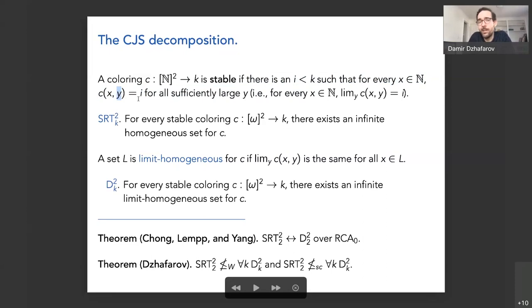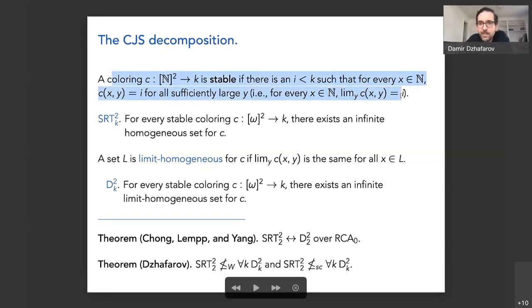So the way to think of it is that a coloring is stable if for each x, the color C(x,y) is independent of y for large enough y. It depends only on x, right? So maybe you're looking at 0, C colors 0 with 1, 0 with 2, 0 with 3, 0 with 4, and so on. Maybe 0 with 1 is red, 0 with 2 is green, 0 with 3 is red, then it's green, blue, green, red, green. But eventually it's red, with all sufficiently large numbers, right? If that happens for all numbers x, then that's a stable coloring, okay? So the color eventually stabilizes.